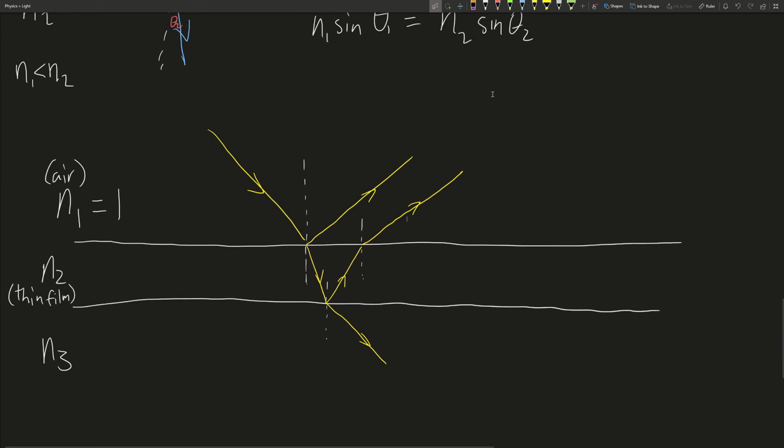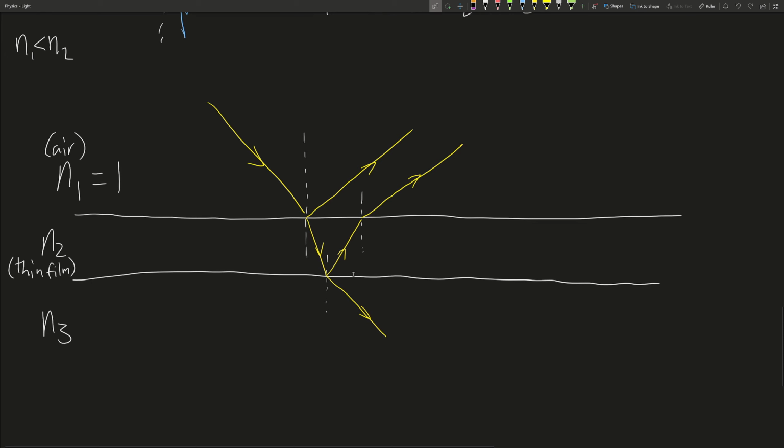So if we look at these angles here, we can label them as, this angle is theta 1 from Snell's law, and then this angle here will also be theta 1. And then the angle to the normal here will also be theta 1. And now these two angles are both theta 2.